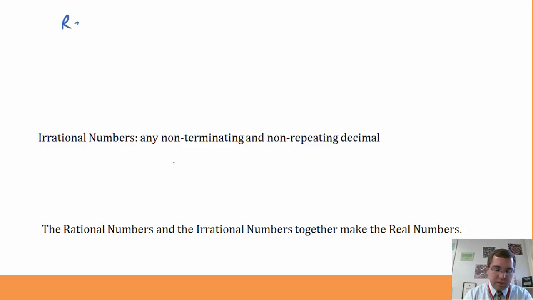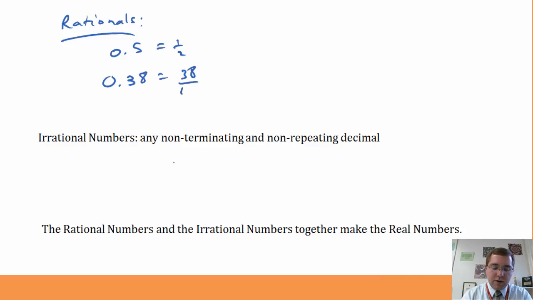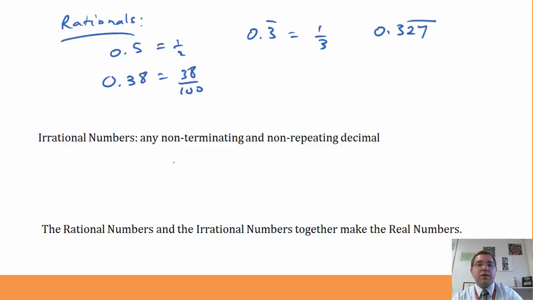So the rational numbers would include things like 0.5, because I can write that as a fraction, it's just 1/2. I can write even 0.38 as a fraction, it's 38/100. Okay, even one that repeats, like 0.3 repeating, and that's 1/3. Even something more complicated, if I take 0.327, where the 27 is repeating every time.